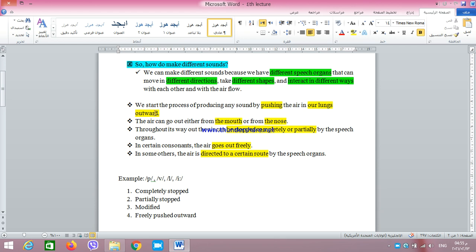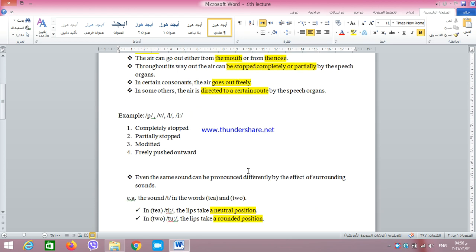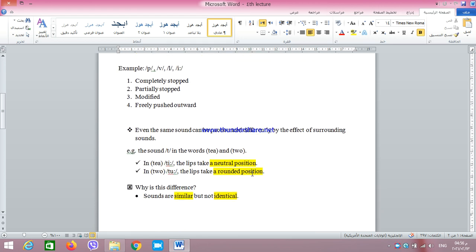They can interact with the airflow and with themselves in different ways. When we push the air outside, it either goes through the mouth or through the nose, and throughout its way out, the air can be stopped completely or partially. Sometimes the air goes out freely, but sometimes the air is directed to a certain route, and we are going to talk about this in details as well.